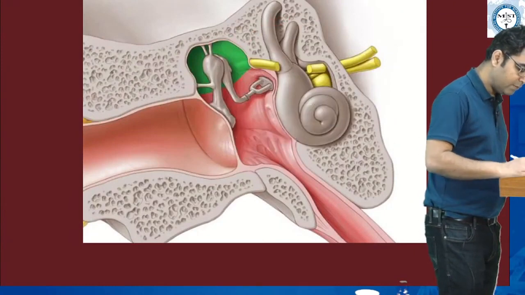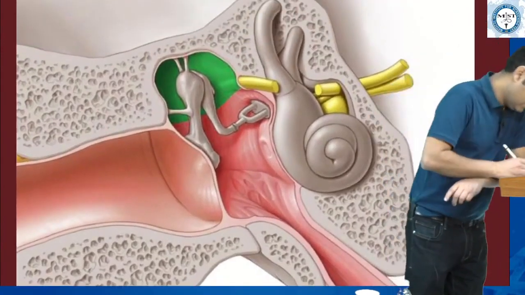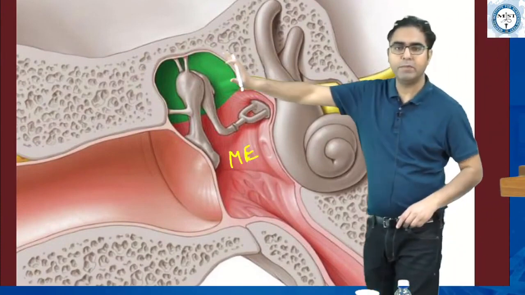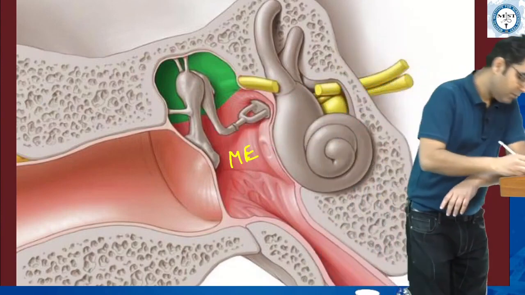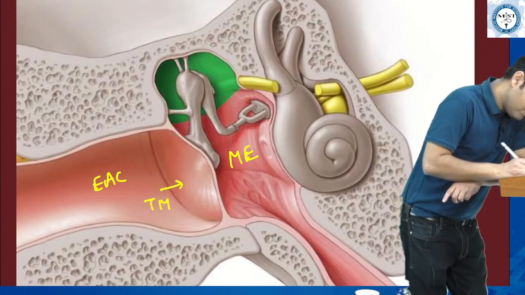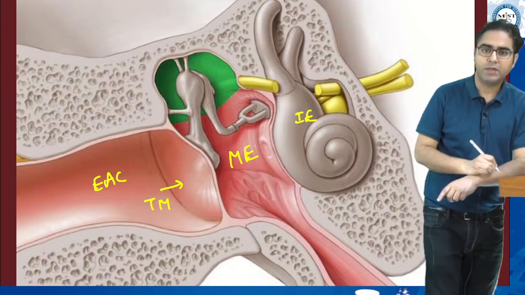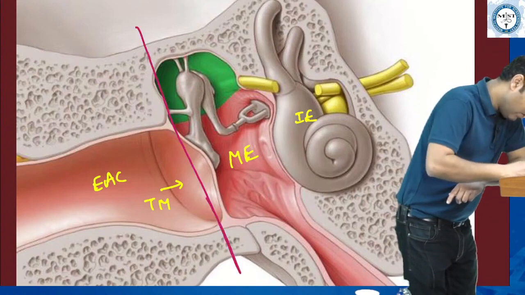This is your middle ear, beta. Where is the middle ear? This whole thing is your middle ear. Can you see malleus, incus, stapes? Now, this is your external auditory canal. This is your tympanic membrane. This is your inner ear, beta. Now, this is the lateral wall of the middle ear.